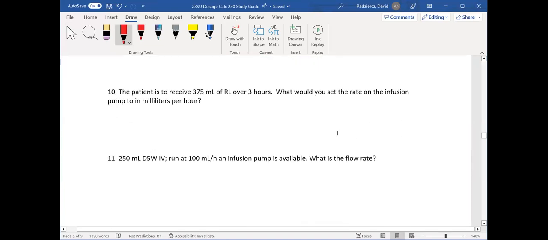A lot of these are pretty straightforward, although commonly missed, mainly in second semester. But again, remember, flow rate is just volume over time. So I'm going to take 375 divided by 3, and that'll give me 125 milliliters per hour.